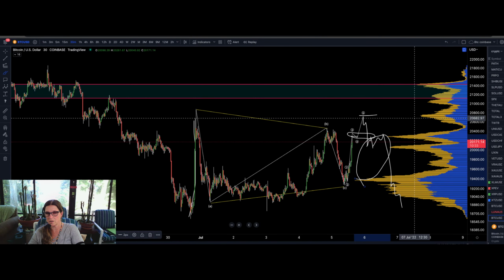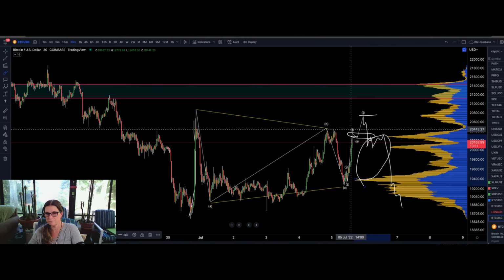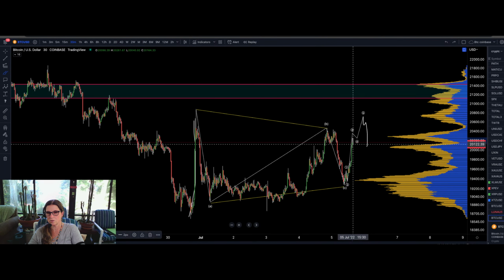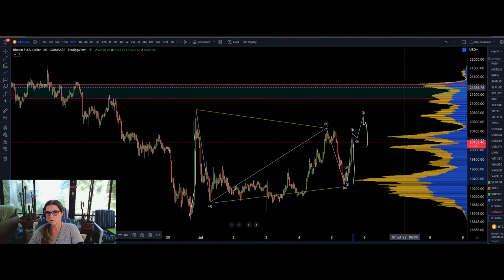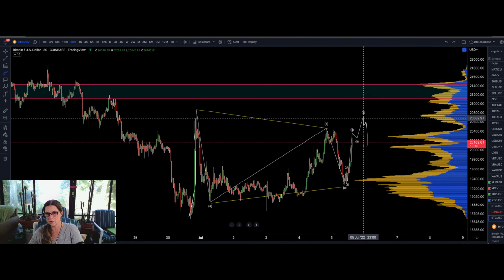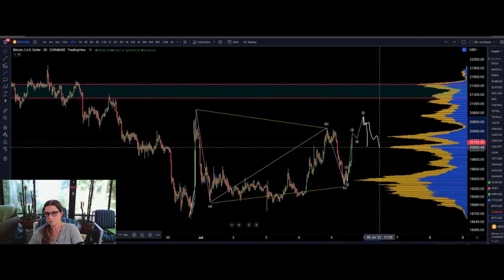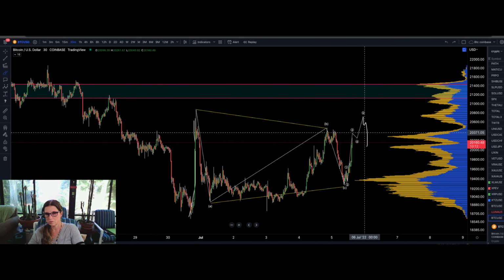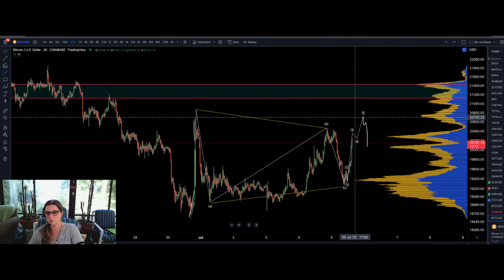Okay, so the key here is wait for this to finish. Don't FOMO into that, because it can send another candle on the other side. Wait for it to finish. Do you get 3 or do you get 5? You get 3, you go long. You get 5, you go short. Okay, I hope that made sense.